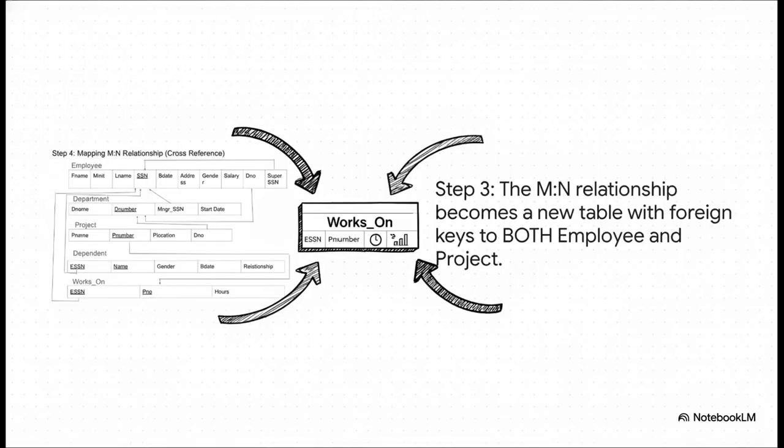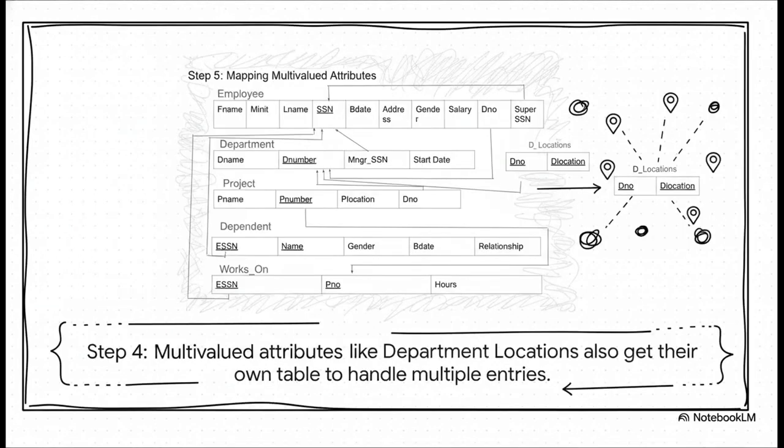And now for step 3, the big one, solving that many-to-many puzzle. Remember our clever works on linking table? Well, it gets to become its very own table in the database. Its primary key is made up of 2 foreign keys, one pointing to the employee's SSN and one pointing to the project's number. This table is literally a bridge, and it's the perfect home for that hours attribute we wanted to track.